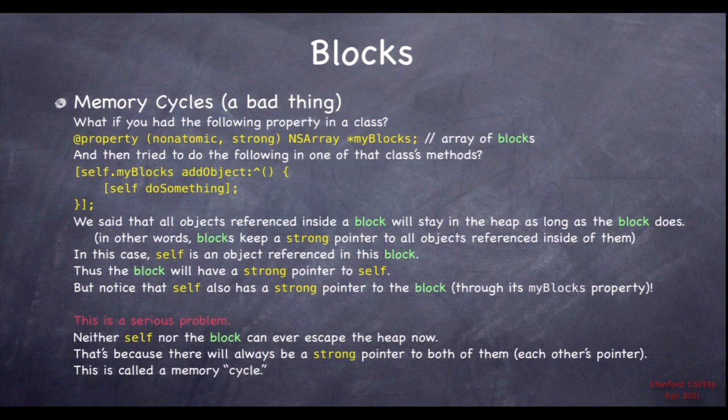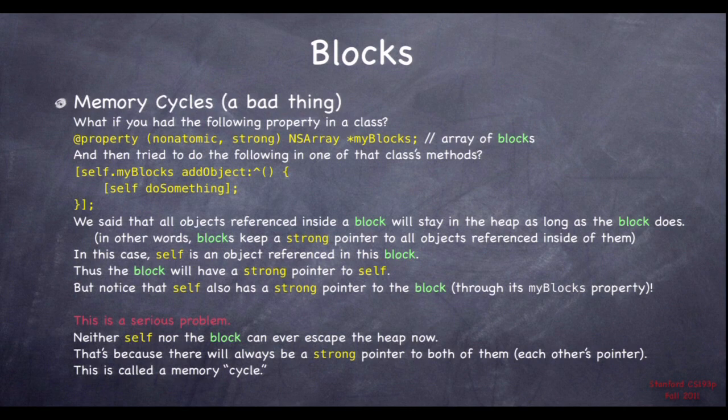Okay? So I'm putting a block onto a property of myself, and inside that block, I refer to myself. This is going to create a memory cycle, because the block has to have a strong pointer to self. Remember I said any object inside the block needs a strong pointer. At the same time, we have a strong pointer to the block, because we have a pointer to this array, and the array has a strong pointer to the block. So now both of us have strong pointers to each other. Neither of us can ever escape the heap.